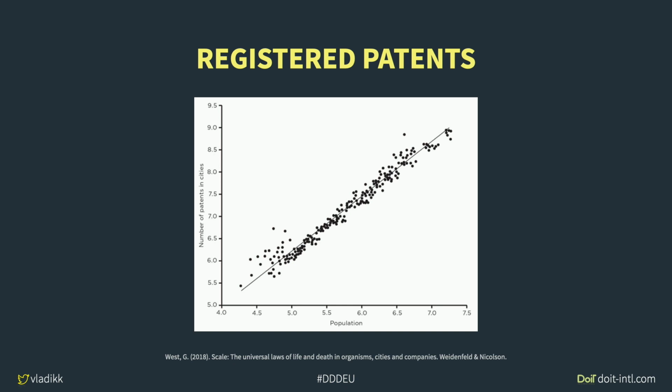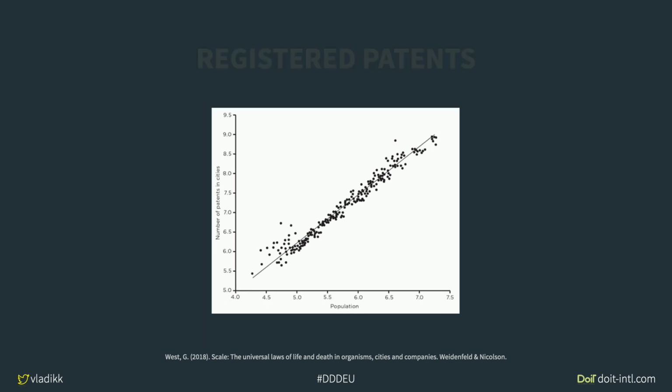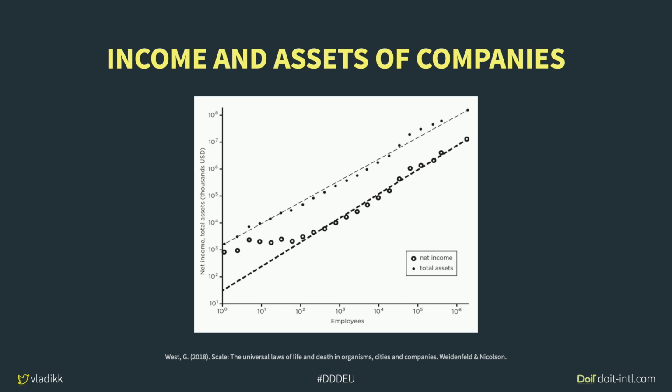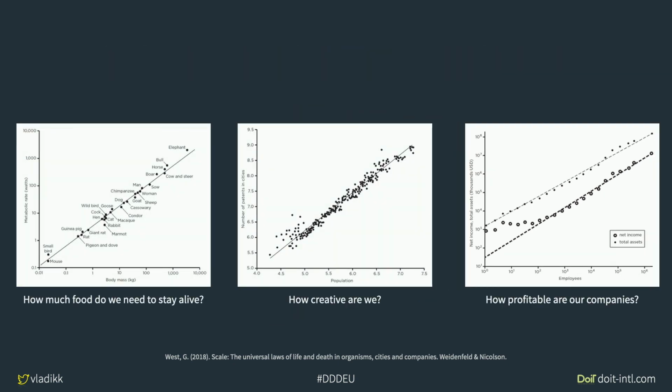If we use the number of registered patents as a model for measuring creativity of people living in different cities, then again, the number of patents results in an almost perfect straight line as a function of the city size, its population. And finally, plotting the assets and incomes of publicly traded companies against the number of their employees, again, it organizes the measurements in approximately straight lines. Now, what is going on here?